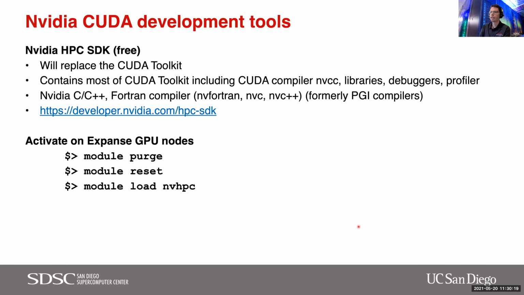Then there's also the NVIDIA HPC SDK that's also available. This will replace the CUDA toolkit in the future, and it's basically the CUDA toolkit plus some extras, and those extras are the NVIDIA C, C++, and Fortran compilers. Those used to be PGI compilers, and the PGI compilers are also available on Expanse. But going forward, those are being merged, because NVIDIA bought PGI many years ago, and now all the software development infrastructure is being put into a single package. And very simple, you just say module load nvhpc, and then it's available to you.